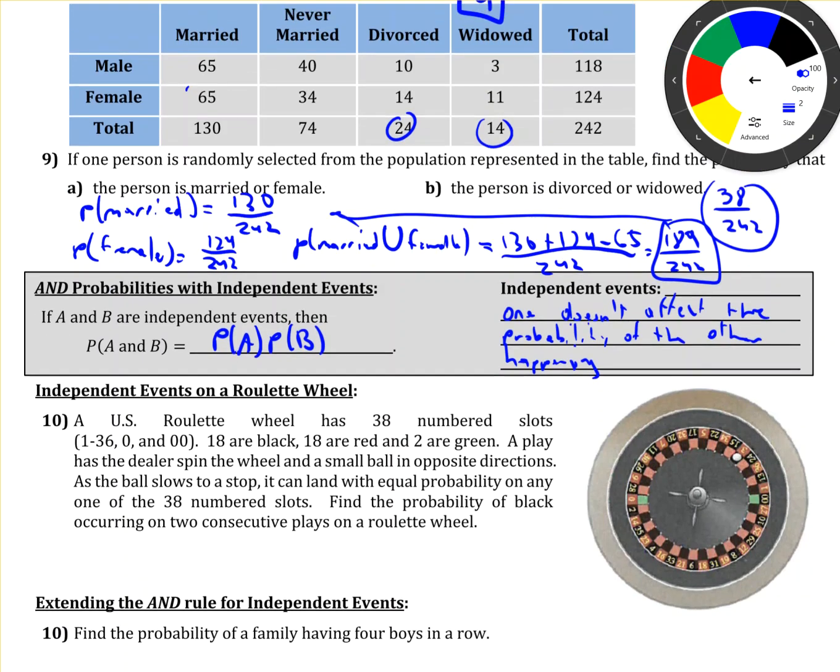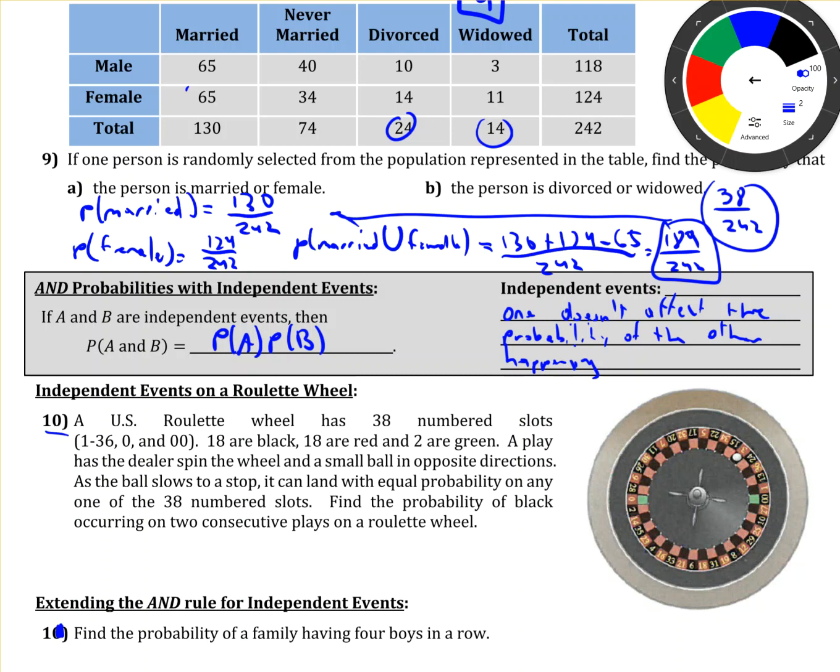All right, so number 10. A U.S. roulette wheel has 38 numbered slots, 1 to 36 and 0 and 00. 18 are black, 18 are red, and 2 are green. A player has the dealer spin the wheel and a small ball in opposite directions. As the ball comes to a stop, it can land with equal probability on any one of the numbered slots. Find the probability of black occurring on 2 consecutive plays on a roulette wheel.